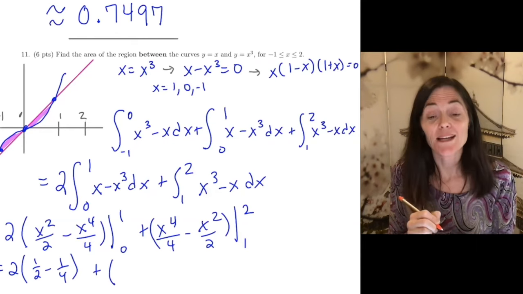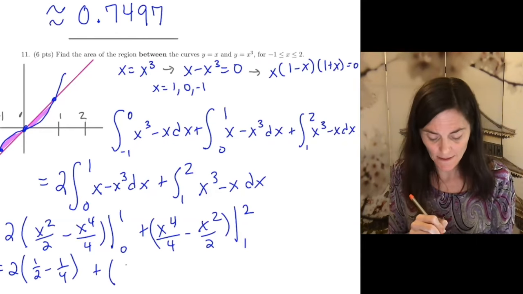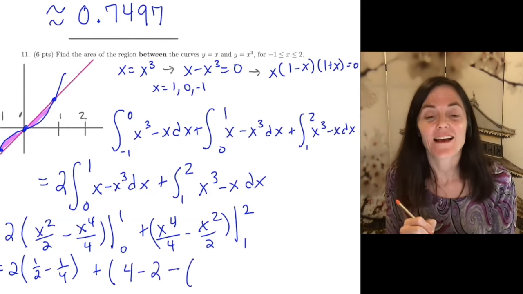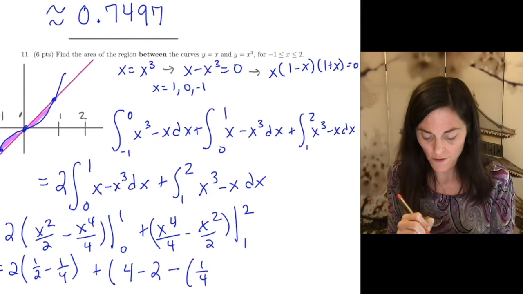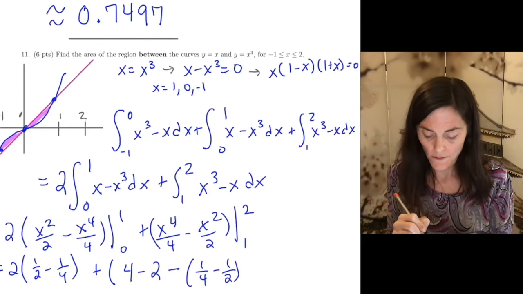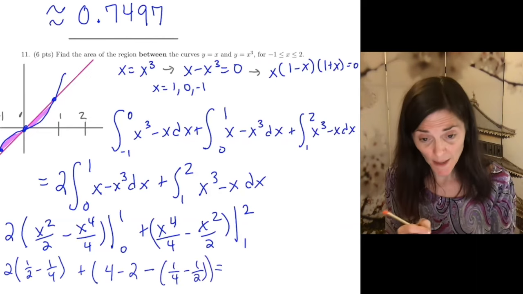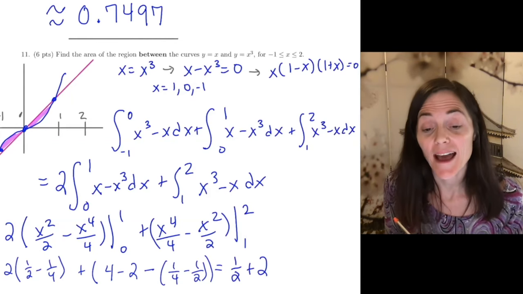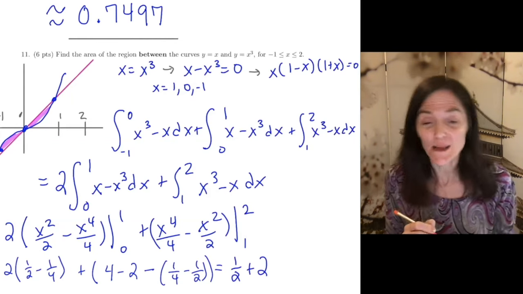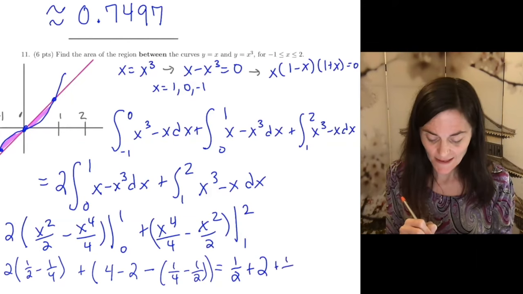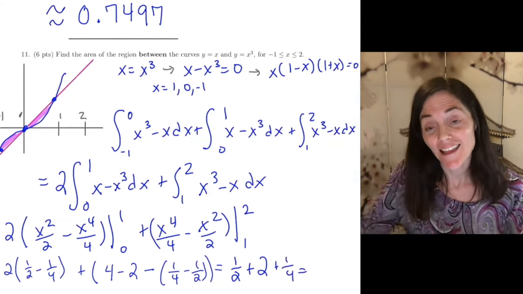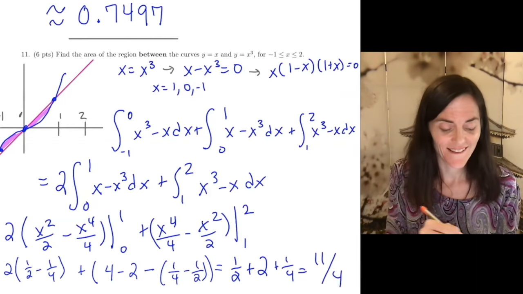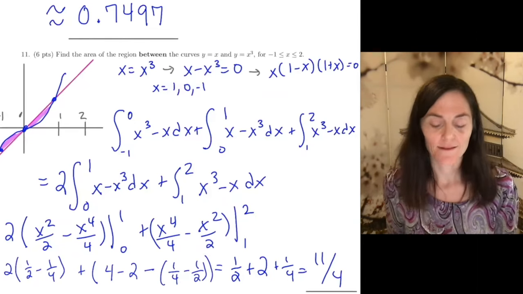Then evaluate at 2. 2 to the 4th is 16. Evaluate at 2. Okay, then subtract. Evaluate at 1. This is 1/4 minus 1/2. We have 2 times a 4th, which is a half. We have plus 2, and then we have minus a 4th, which is plus a 4th. This is 2 3/4, otherwise known as 11 over 4. This is our final answer.